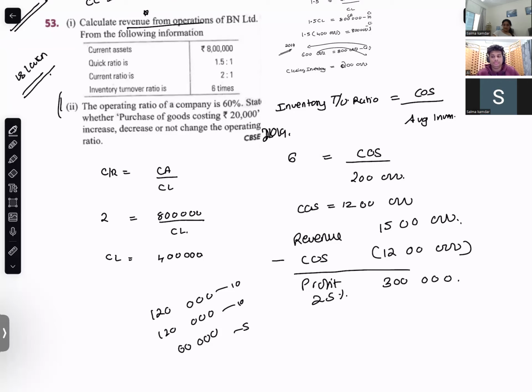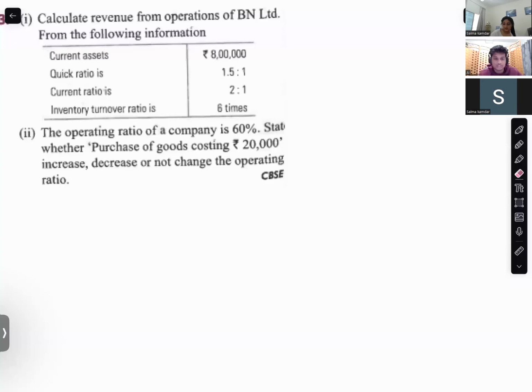Okay, then I will solve it. Purchase, let's see. Operating ratio of the company is 60%. What is the formula for operating ratio?